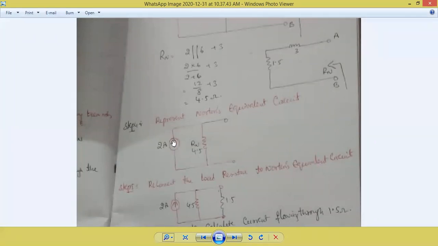Norton's equivalent circuit: the current source, this arrow mark. An arrow mark means it is a current source. Current source with which resistor? A parallel resistor. The value of the current source is Norton's current, and the value of the resistor is Norton's resistance.